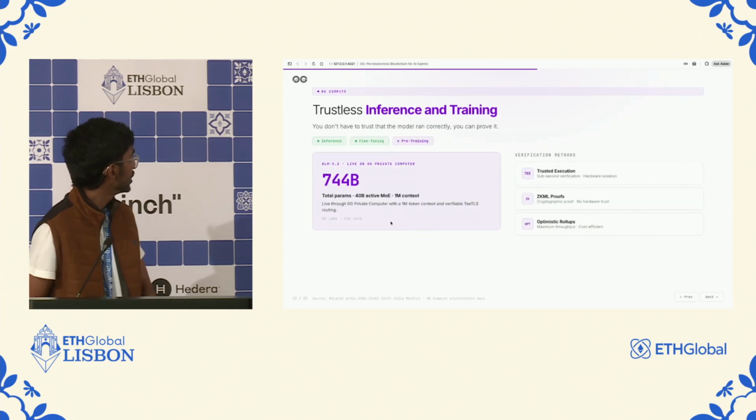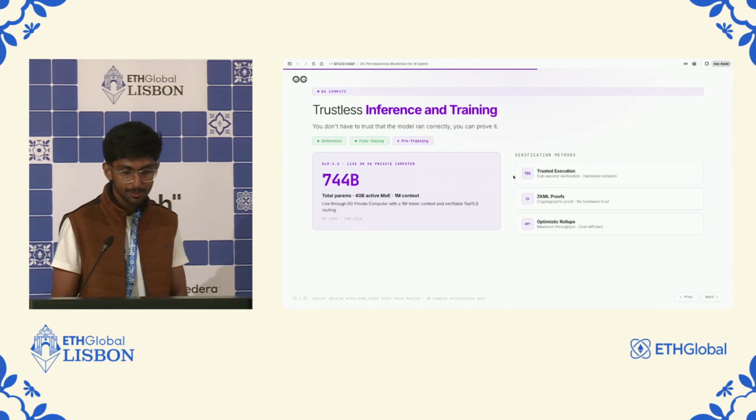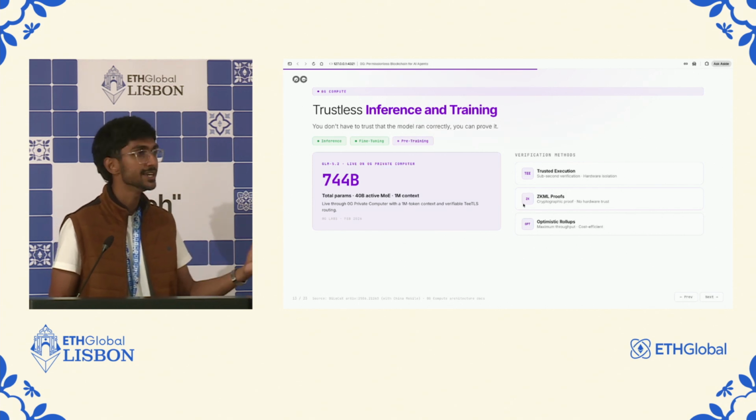On 0G compute, one good model that I can stress here is GLM 5.2, which is a 744 billion parameter model. It's also TEE proof, and there's ZKML for cryptographic proof, which is stored and settled on the 0G chain.